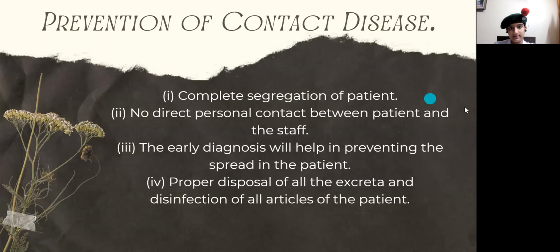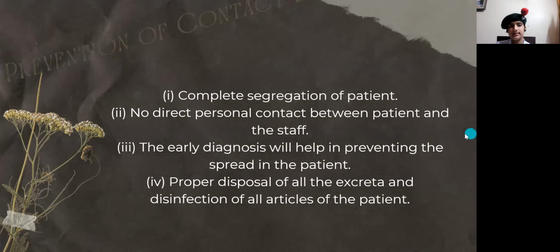Now, prevention of contact diseases. Number one, complete segregation of the patient. Second, no direct personal contact between patient and the staff. Third, early diagnosis will help in preventing the spread from the patient. Fourth, proper disposal of all the excreta and disinfection of all articles of the patient. Right? I don't think I need to explain this. All of these points are very self-explanatory. So yes, these are the preventive measures for contact diseases.